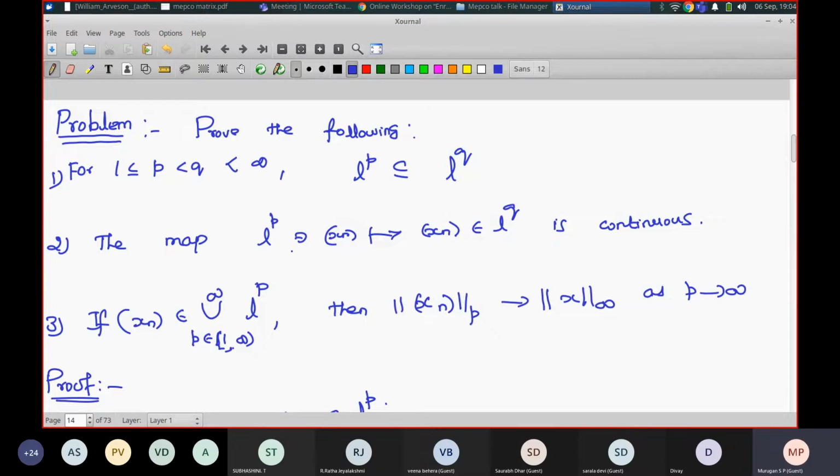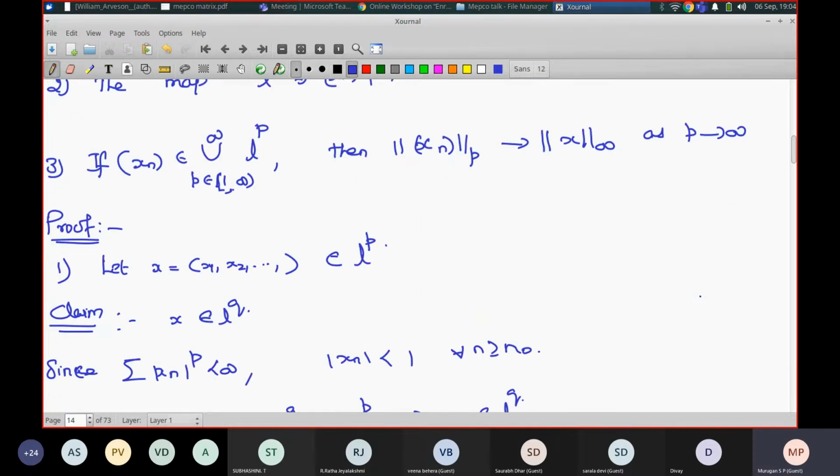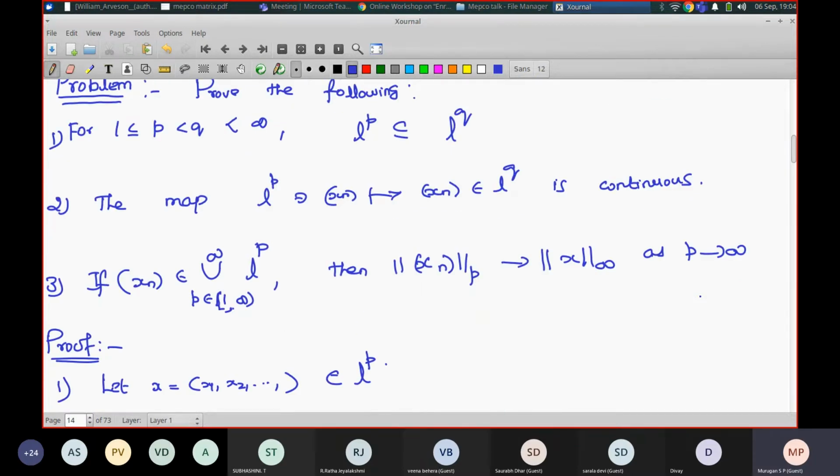With respect to the norm, the first one is the P norm, the second one is the Q norm. The inclusion map is continuous or not, okay? The third one is, if you take any sequence in the union, then the norm of x in p tends to the norm of x in infinity as p tends to infinity, right? For that, what do you have to show?